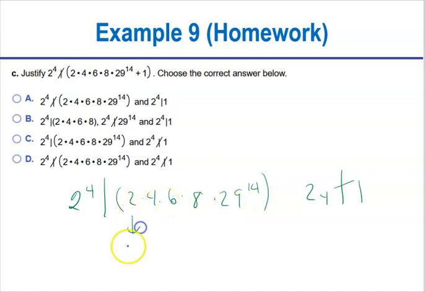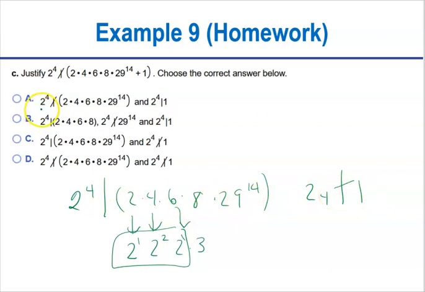Now, I have a 2 right here. Hey, I have a 2 squared right there. And right here, I have a 2 times 3. This is 2 to the 4th, because it's 2 to the 1st times 2 to the 2nd times 2 to the 1st. That is 2 to the 4th. So it does divide the first term. It does not divide the second term. Okay, so let's find that answer.